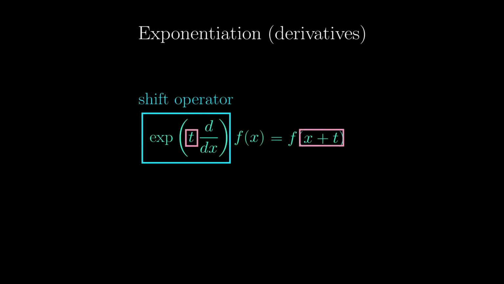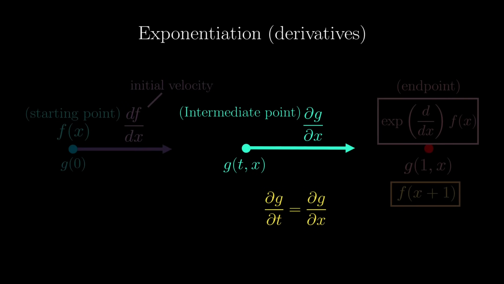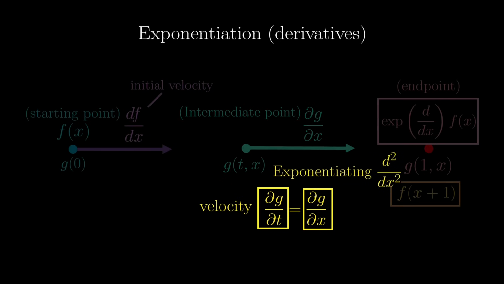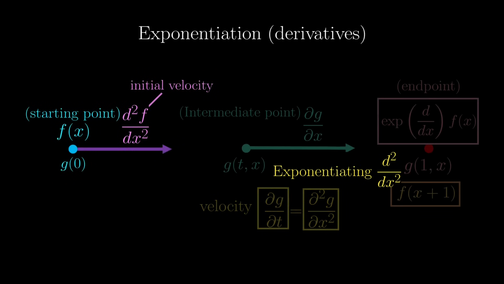However, the exponential can act on something other than d/dx and linear combinations of it. The whole discussion hinges on the intermediate setup being a partial differential equation. The reason why the velocity of this journey through functions is partial g partial x is because we are exponentiating d/dx. If we want to exponentiate, say, the second derivative, then this equation would change to the velocity being the second partial derivative with respect to x. Of course, in that case, the initial velocity would have also changed.